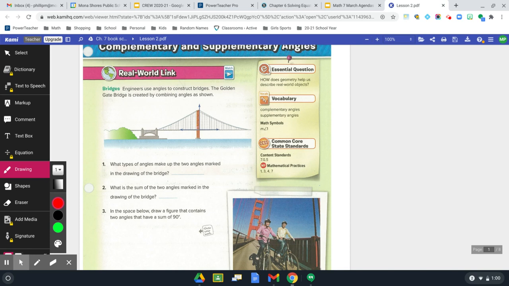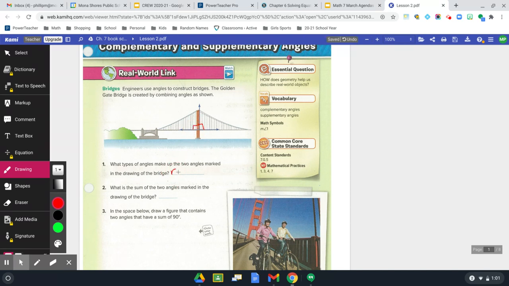And let's take a look at a real-world example here. So bridges, engineers use angles to construct bridges. The Golden Gate Bridge is created by combining angles as shown. So number 1, what type of angles make up the 2 angles marked in the drawing on the bridge? I don't know if you can see it or not, but at the support in the center here, you see a line, and then the base of the bridge, you see another line. And so that is creating, if I were to draw in, 2 right 90-degree angles.